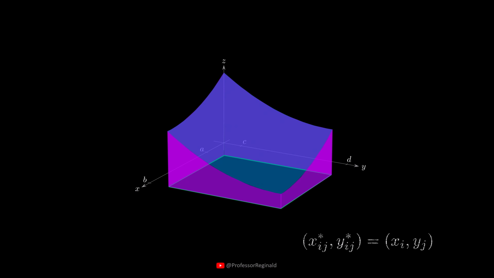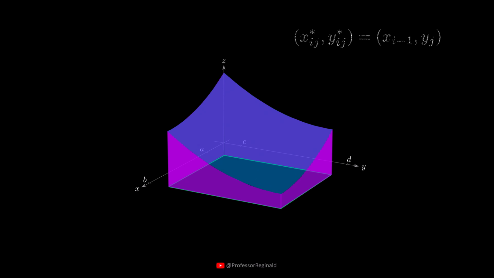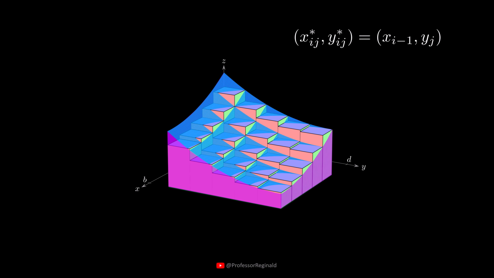For upper right sample points, a rectangular parallelepiped reaches its height when the upper right corner of its top side touches the surface. For upper left sample points, a rectangular parallelepiped reaches its height when the upper left corner of its top side touches the surface.